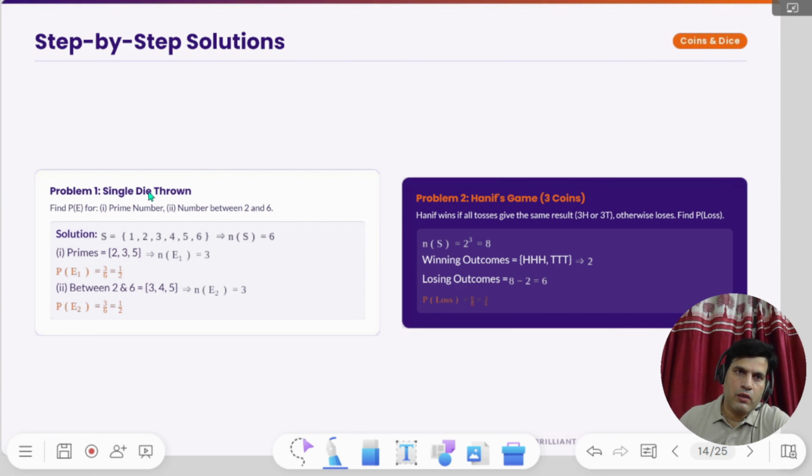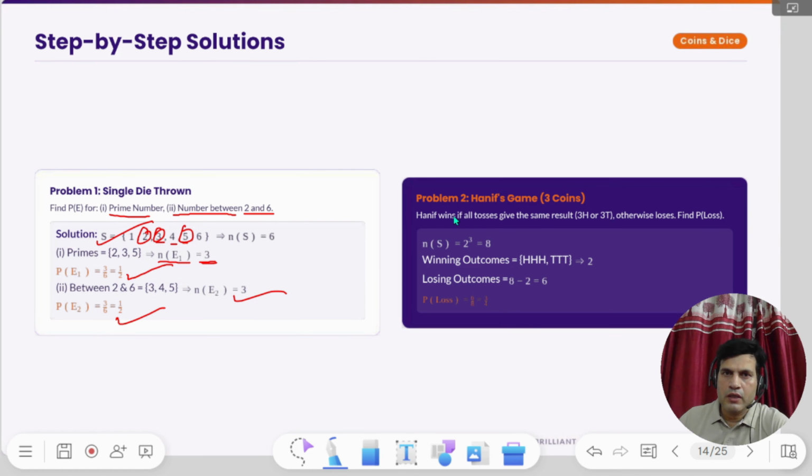Now step by step solutions. A dice is thrown, find P for a prime number between 2 and 6. So the solution: possible outcomes are 1, 2, 3, 4, 5. What is a prime number? Like 2, 3 and 5. These are the 3 prime numbers. So total favorable outcomes for E1 is 3, so P(E1) is 3 by 6. And between 2 and 6 there are also 3 numbers, so P(E2) is 3 by 6. Their probability is also 1 by 2.